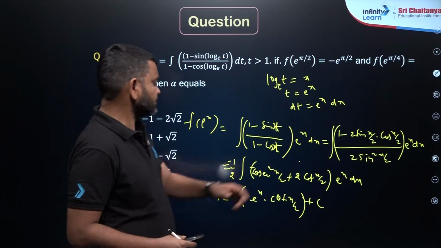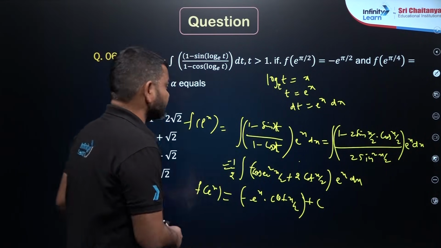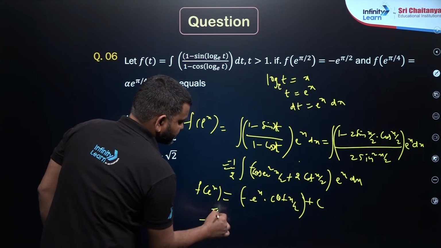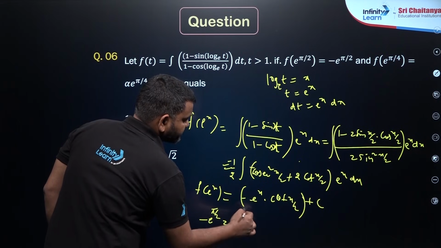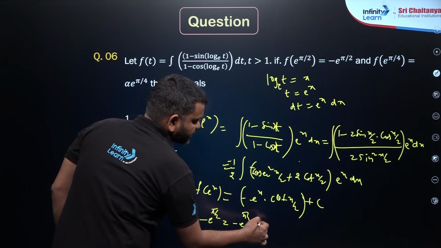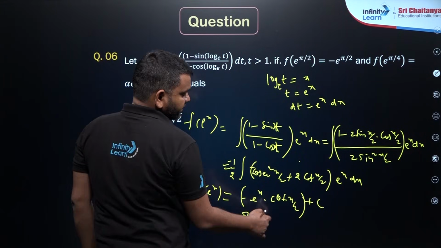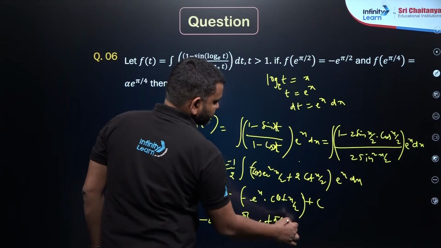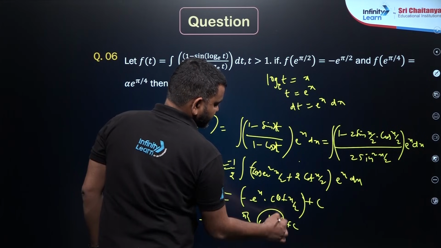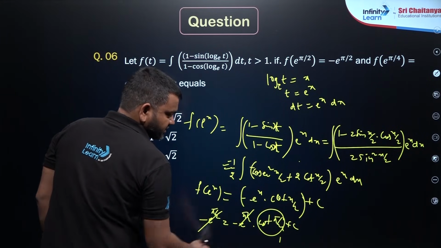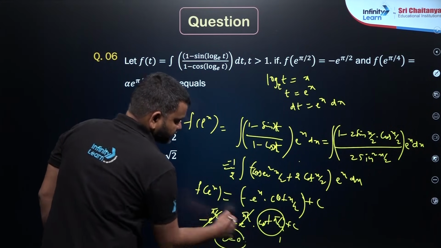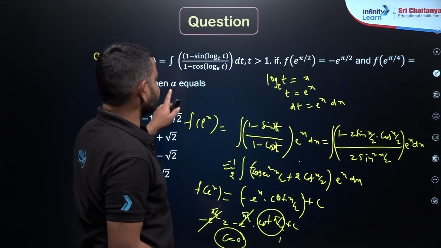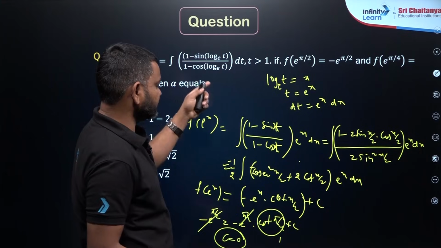This is going to be f of x. Now here you just try to substitute pi by 2 in that, and the value of this is going to be minus e power pi by 2 into cot of pi by 4 plus c. This value is already 1 and these two are getting cancelled. So c value is going to be equal to 0. Just put that in, then substitute the remaining thing here.